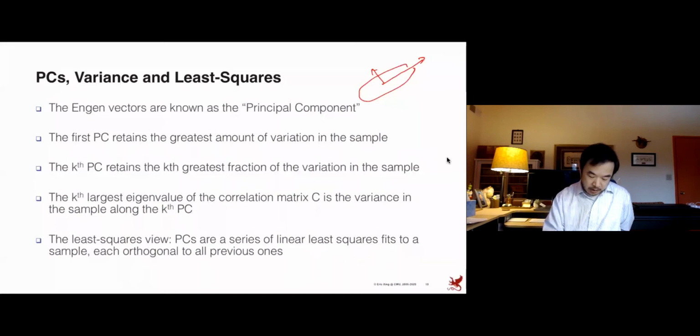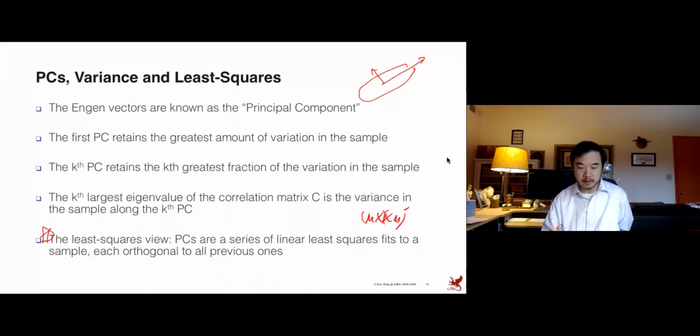Yeah, there is another concept you want to remember, which is the least square view. The PCs, the principal components, are a series of linear least squares fits to a sample. Basically, if you want to fit the data points using one dimension, the first dimension is the least square fit, because remember, this is the least square.